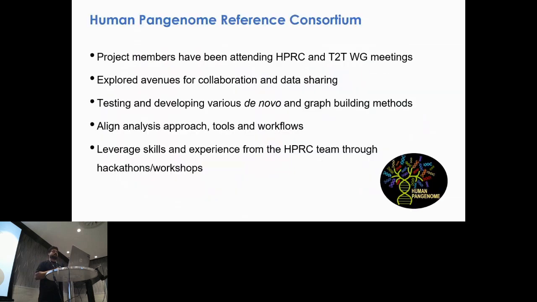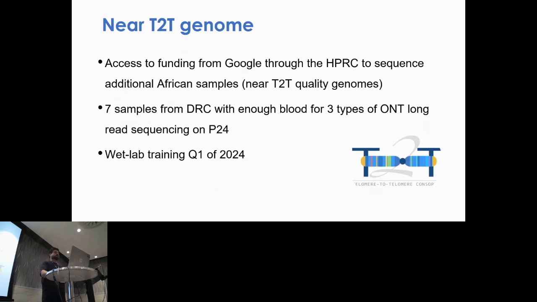We also have a collaboration with the Human Pangenome Reference Consortium. We collaborate with them in training and also to access the new methodologies and new workflows. And we are now thinking about how to use our African pangenome to augment the global reference genome. One of the phases, the last phase of that project, is to build a telomere-to-telomere genome. So we have 7 samples from DRC with enough blood to perform 3 different types of ONT long-read sequencing.